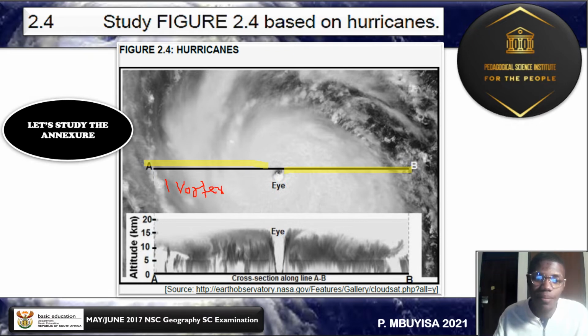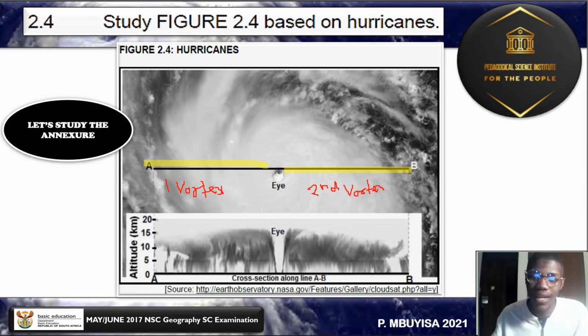And you find that some study guides or textbooks will use the word quadrant. So that's the first quadrant or the first vortex. And you'll find your eye here at the center. So that's our second part for our tropical cyclone. And from the eye to B, we call that obviously the second vortex. So in a way it shares the same name.